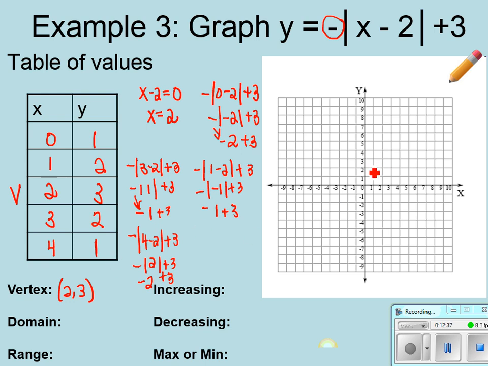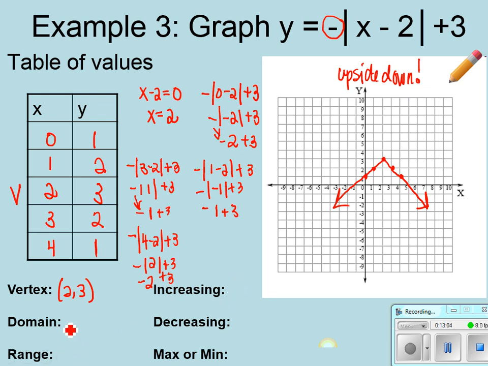So we should graph this, and it should look like a V. If it doesn't look like a V, then we did something wrong. Oh, it still looks like a V, but guess what kind of V it is? It's upside down. Okay, so it's an upside down V.